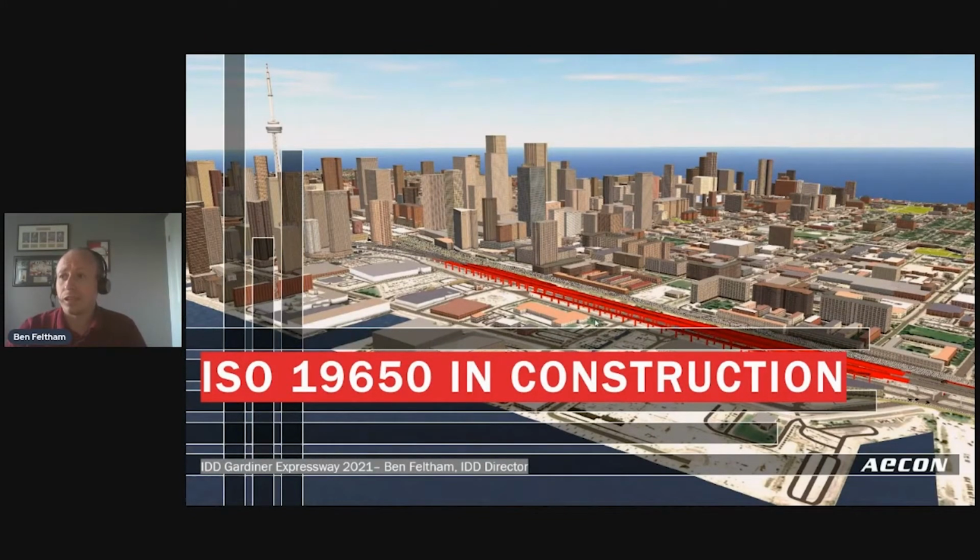So as Thomas said, I look after the BIM and digital construction processes within Aecon, primarily in infrastructure in our Civil East division. And what I'm going to go over today is where we try to implement ISO 19650 on one of our big major projects.